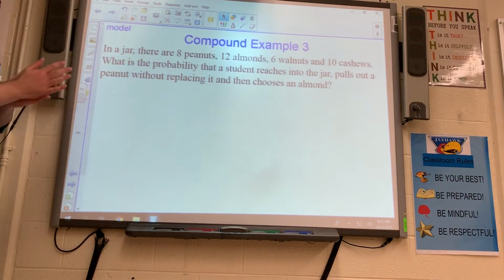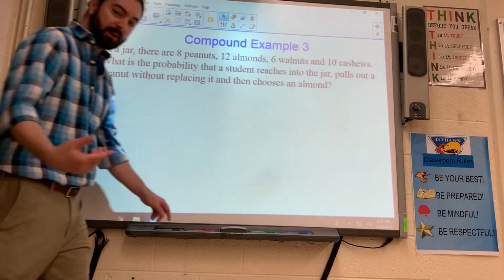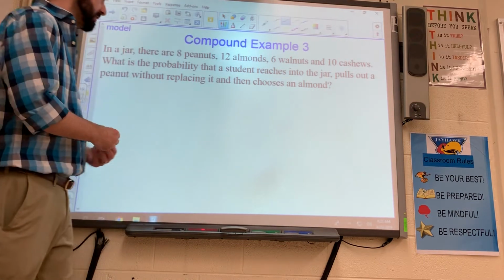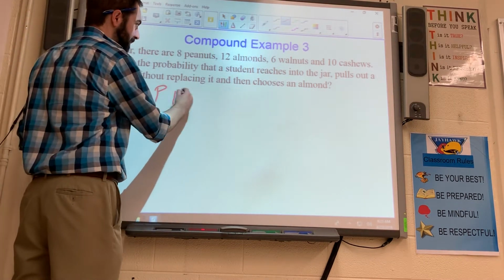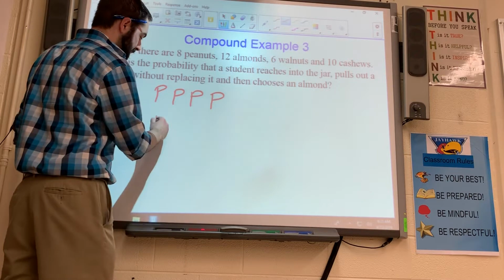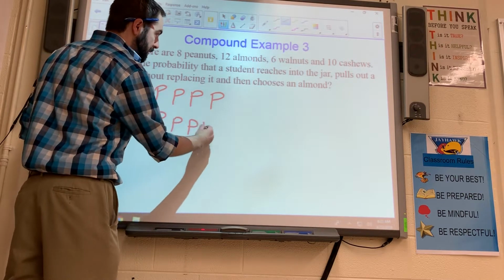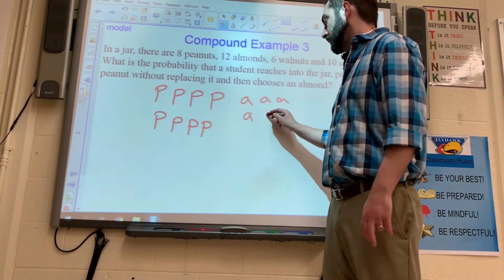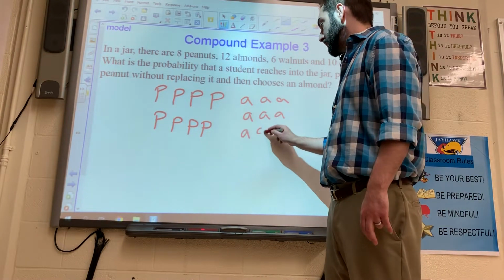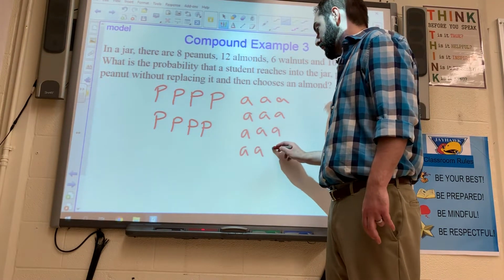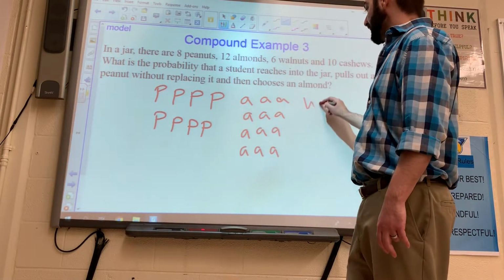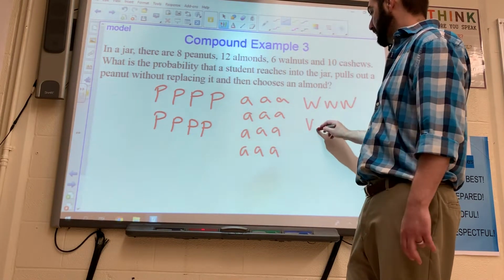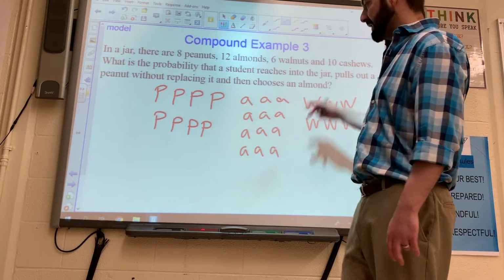One more I'll model. In a jar, there are 8 peanuts, 12 almonds, 6 walnuts, and 10 cashews. All right, well, first off, there's no picture, so I need a strategy. So let's go ahead and write. I'm going to put 8 P's for peanuts. I'll go ahead and put 12 A's for almonds. We have 6 walnuts, so 6 W's. And 10 cashews.